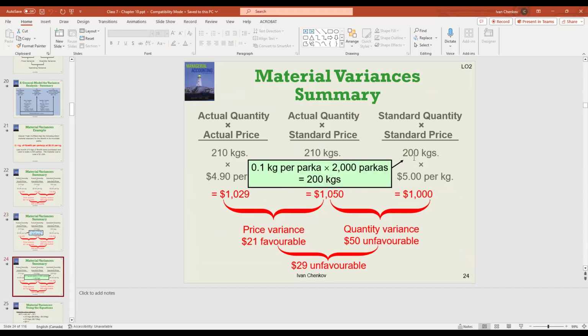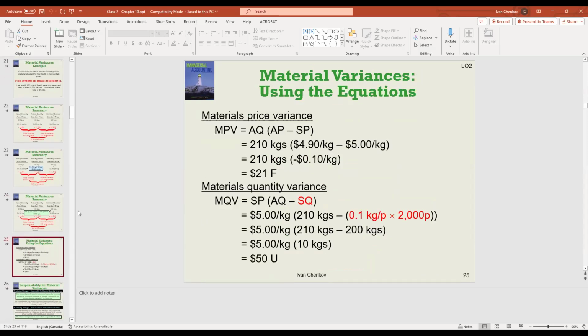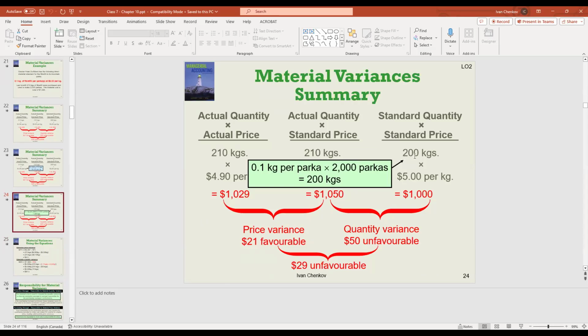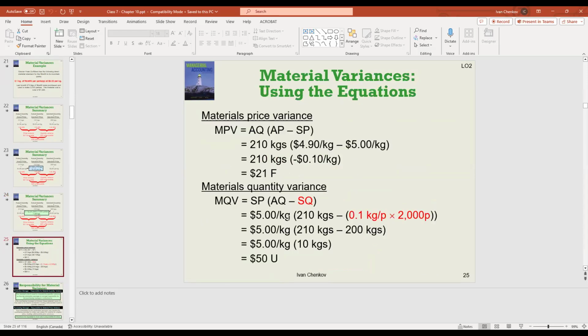How are we going to get the standard quantity? The actual units that we produce times the number of kilograms that we need based on our standards to produce those products, that will be 200 kilograms. And that's how we get our quantities. The other way to get it is, again, the difference here is 10 kilograms times $5, $50.